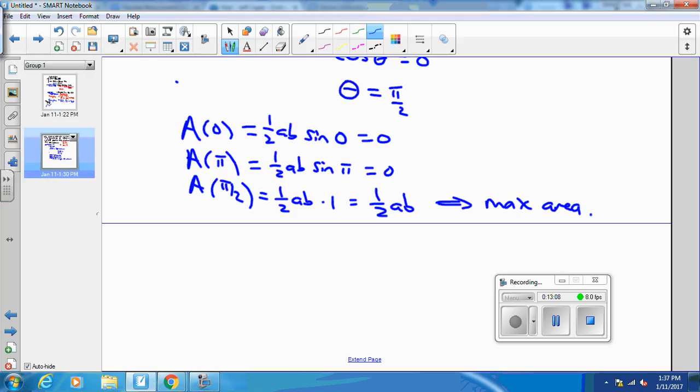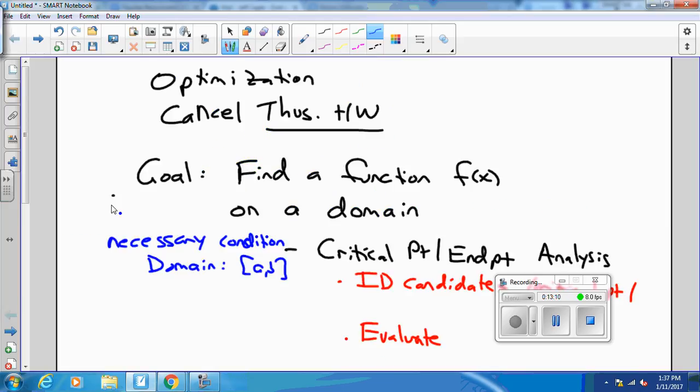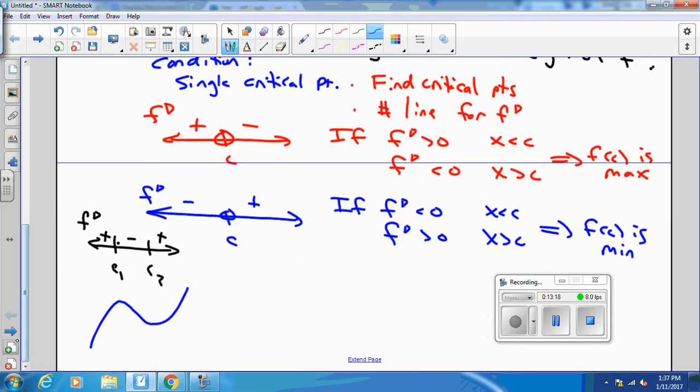I want to do something now. I want to add an additional step, especially as you're learning. Find a function on a domain and then choose critical point endpoint or argument from the sign of f prime. And the last thing that I want you to do when you're done with each of these problems is to take a minute or two to reflect on the meaning of your answer.